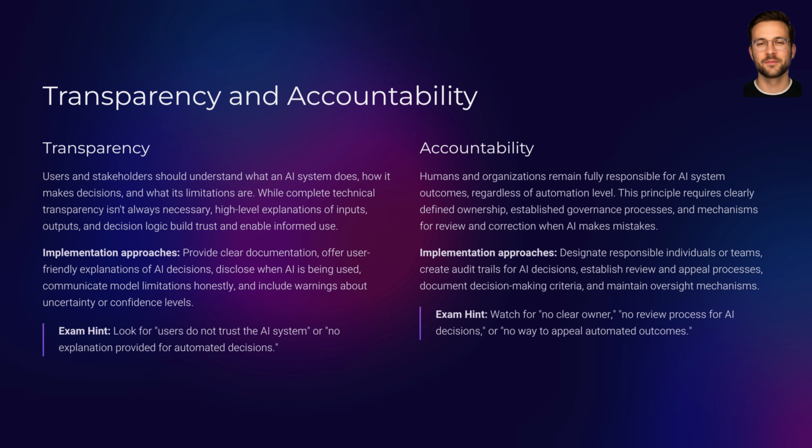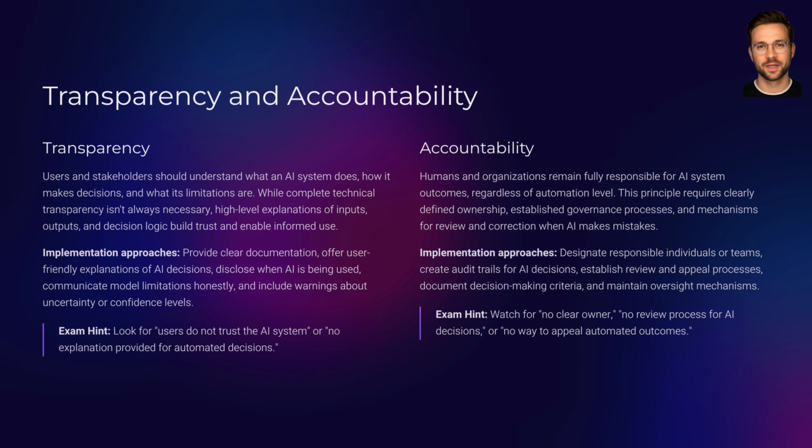Example scenarios. Users receive an automated decision, for example, a loan rejection, with no explanation. Stakeholders do not understand how a model uses data, which reduces trust. Typical exam hints. Users are confused and do not trust the AI outputs. There is no explanation or documentation about how decisions are made. Stakeholders demand more clarity about the model. Recommended actions in such questions may include providing user-friendly explanations of how the system works, improving documentation and communication, and being explicit about uncertainty and limitations.